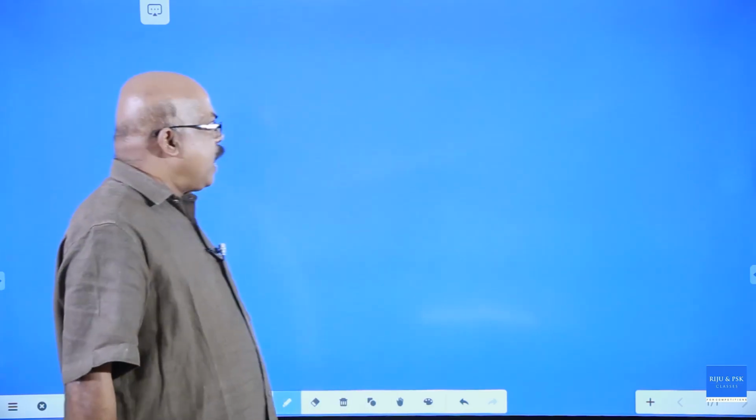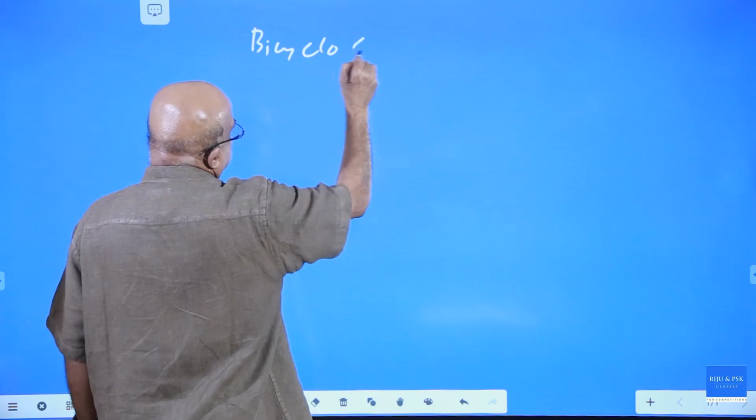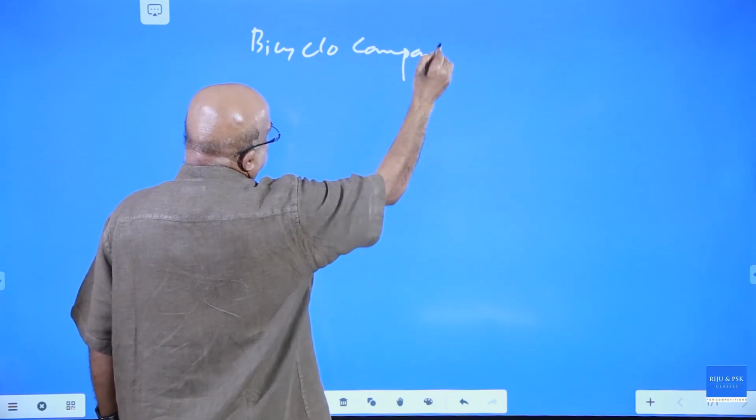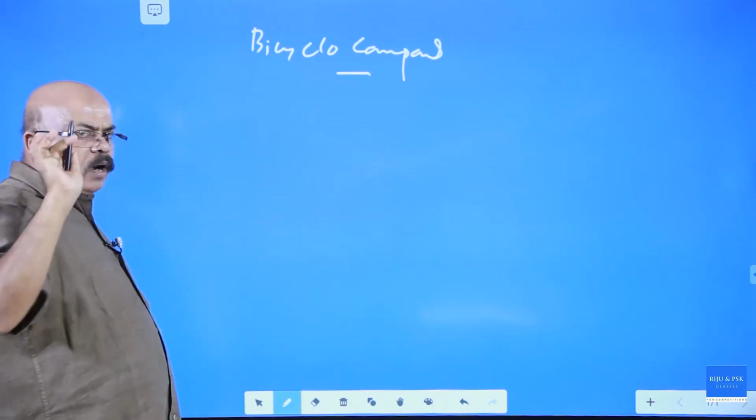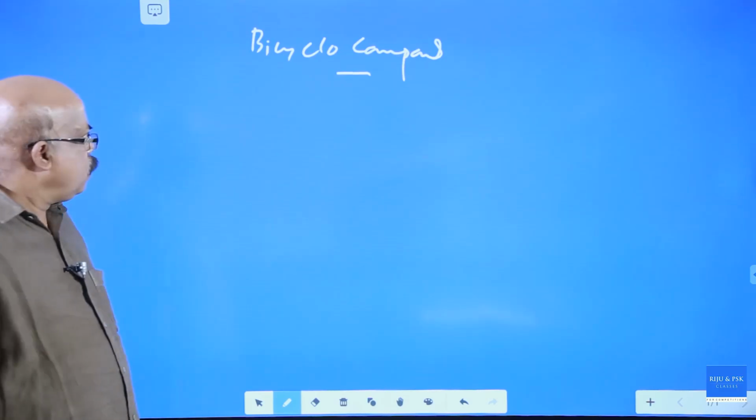Generally, they won't ask in the NEET or JEE exams, but you have to know the names because when we learn some chemical reactions, these types of molecules will be generated. So you have to know the way of naming them. Another one is the naming of bicyclo compounds. I will explain only the basic things, whatever you need for qualifying your entrance, that's all.